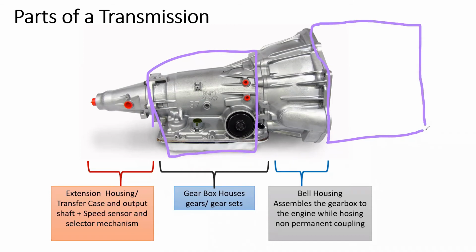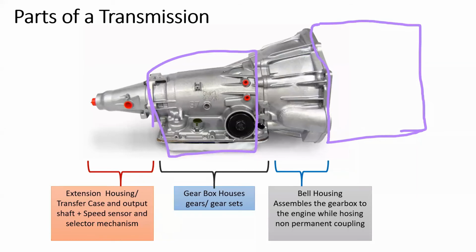Engine comes and connects here, right? So next to the engine, we actually have the bell housing. Inside the bell housing, we have the flywheel, the clutch pack or clutch, or in the automatic gearboxes, something called a torque converter, right? We have those components in here.